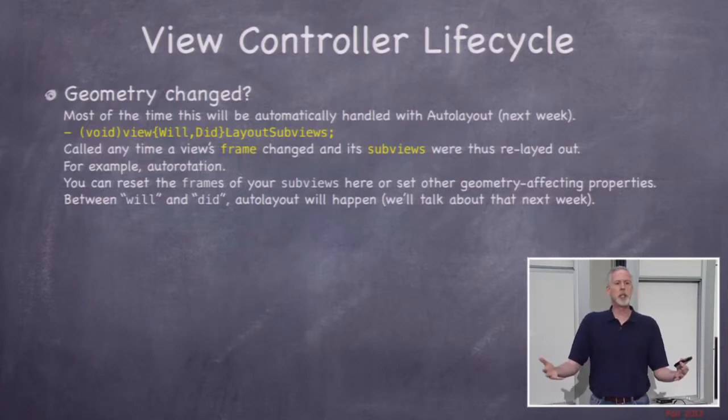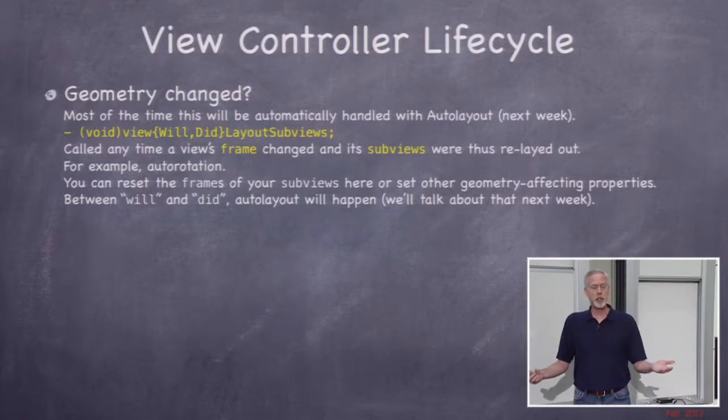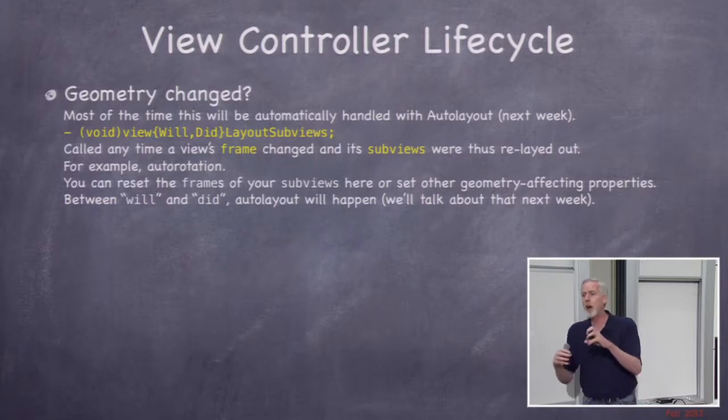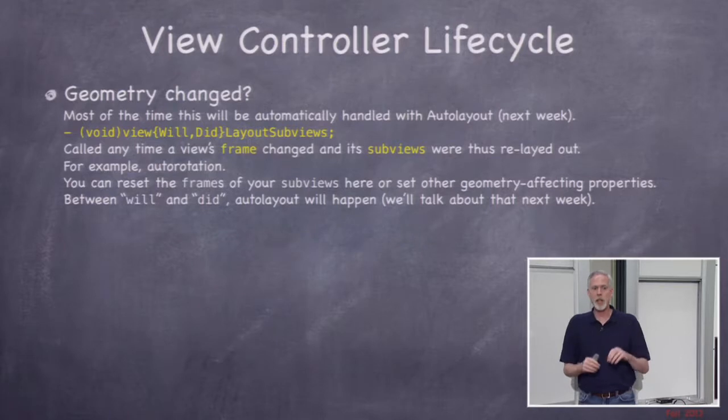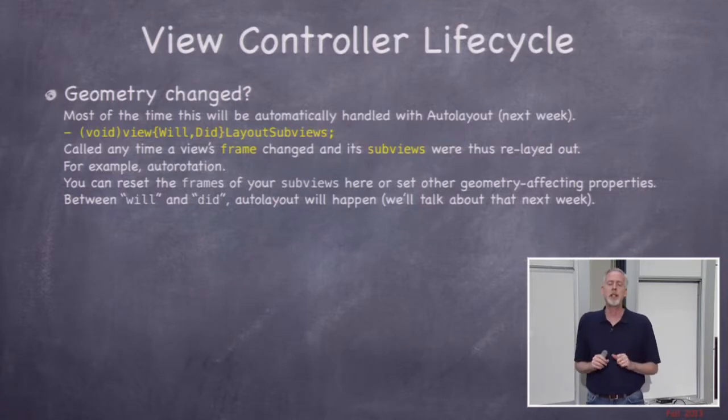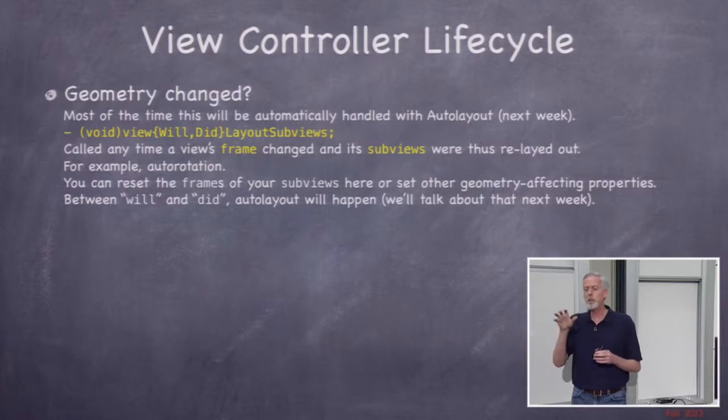So your geometry just changed, maybe from portrait to landscape, and there's a lot of automated stuff in iOS 7 called AutoLayout that will try and move everything around to fit. Now, it can't always do it, but it tries. So willLayoutSubviews is called before that, and didLayoutSubviews is called after it's made that attempt.